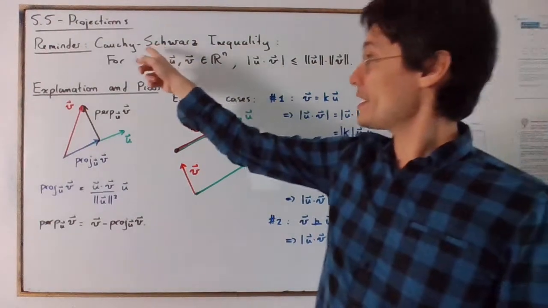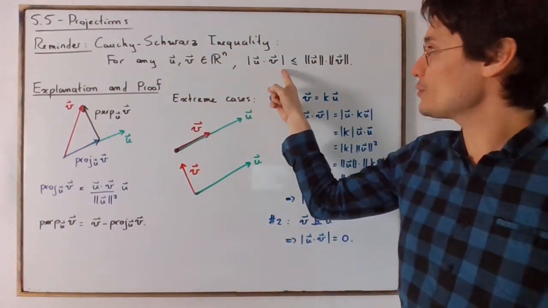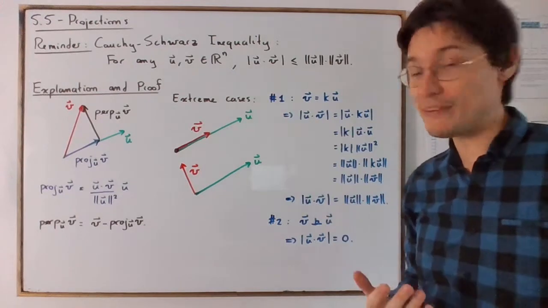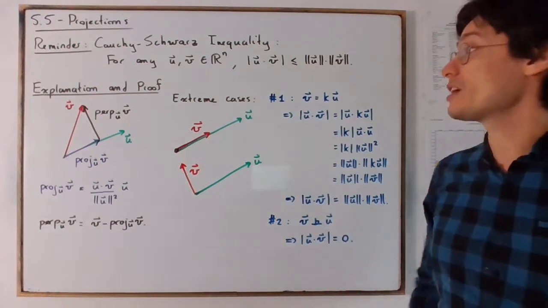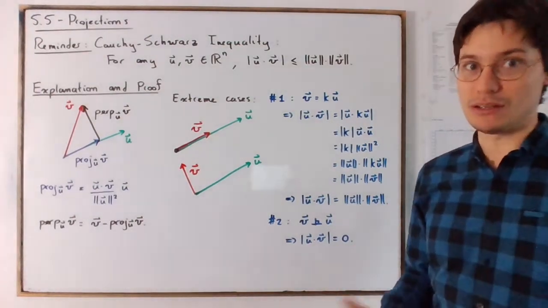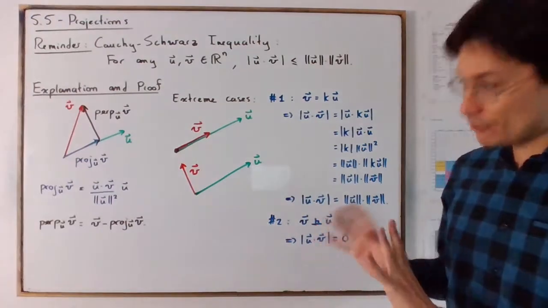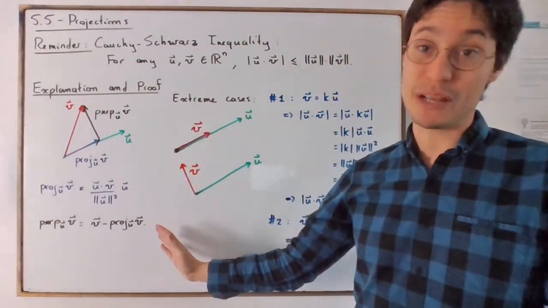First of all, what is the Cauchy-Schwarz inequality? It says that the absolute value of the dot product between two vectors is always smaller than or equal to the product of their norms. And this is a statement about angles. So let's get started. Reminder number one is pretty much this drawing.